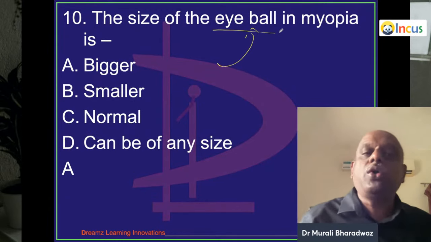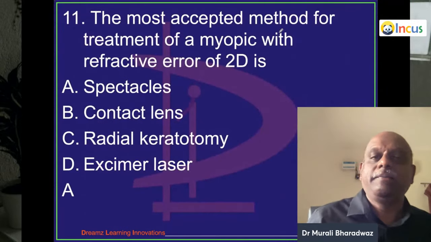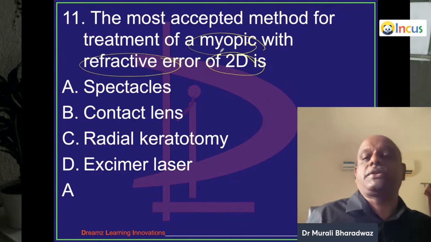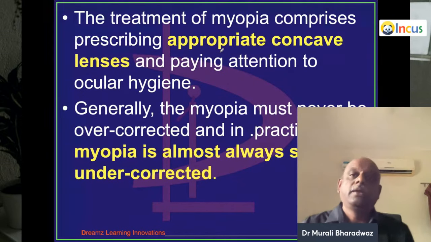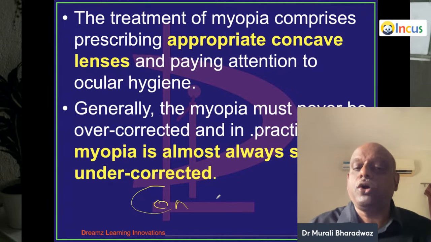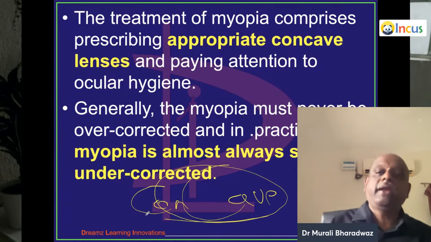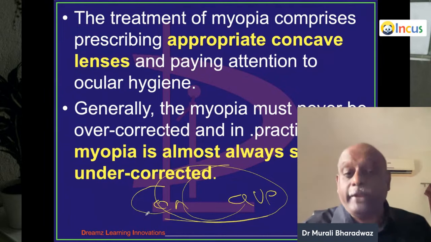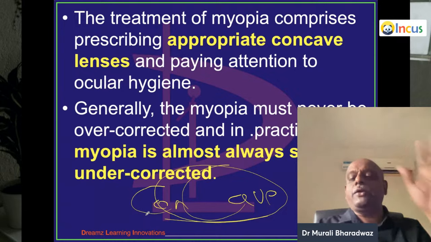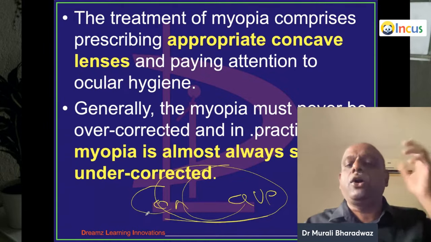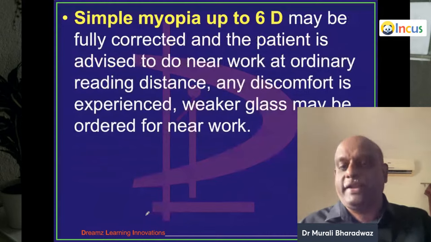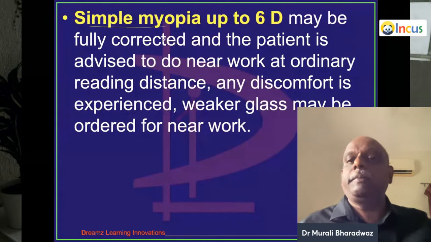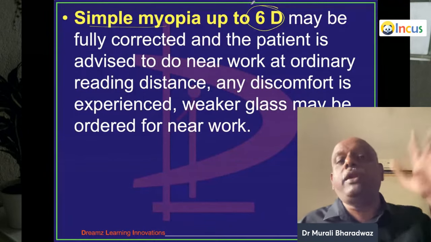The size of the eyeball in myopia is bigger. So how do you treat a myopia with refractive error of 2 diopters? We use spectacles. So concave lens is the one which is being prescribed. Generally, the rule of myopia: don't overcorrect the myopia. High myopia almost always is slightly undercorrected, is what you need to remember. But simple myopia up to 6 diopters can be fully corrected.